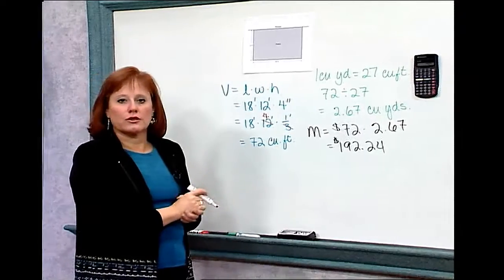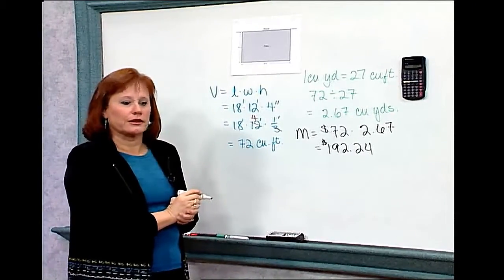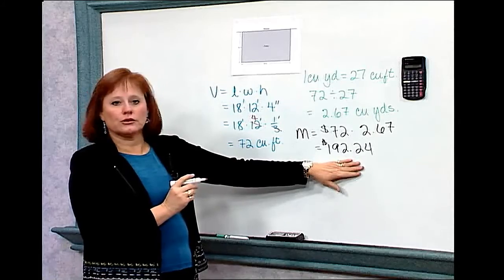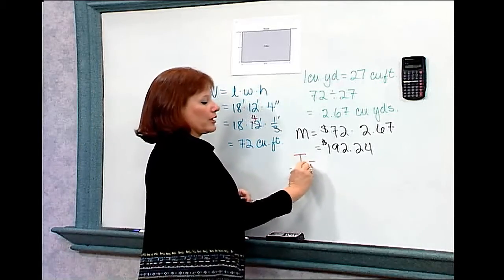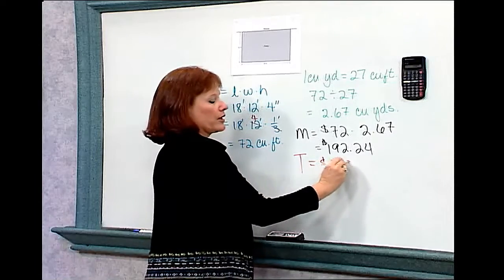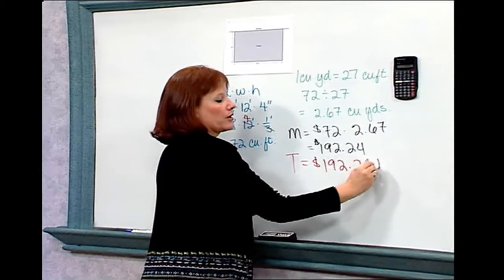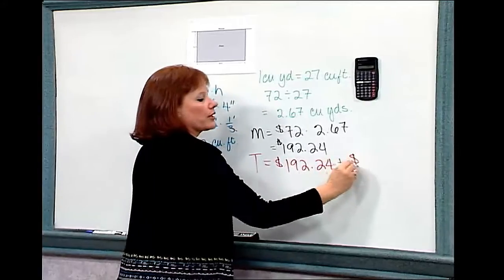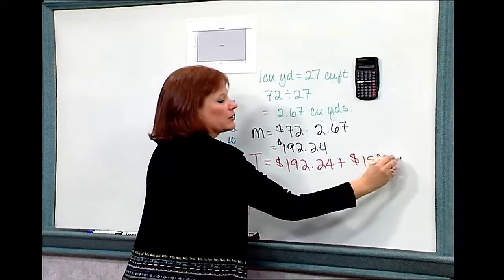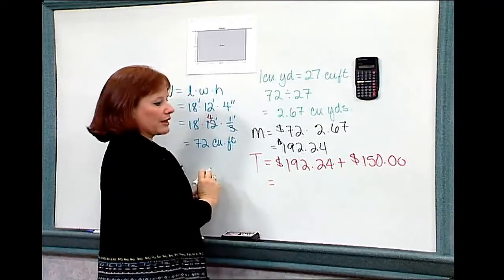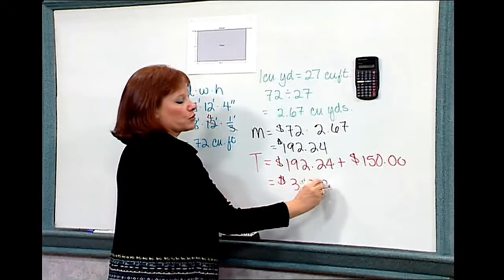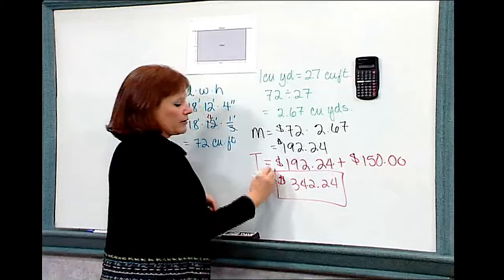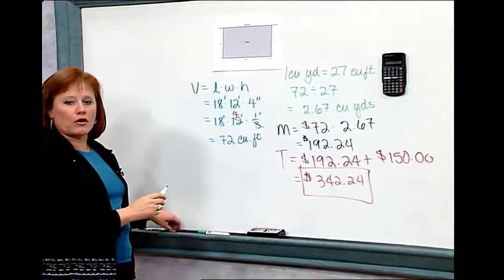I know that the total amount of money I spend, however, has to include the delivery charge. The delivery charge is going to be $150. I'm going to spend $192.24 for the concrete, and the total amount of money will be the amount that I spent for the concrete, $192.24, plus the delivery charge of $150. When I add those two amounts together, I'm going to get a total charge of $342.24 for the concrete. That's my grand total that the concrete will cost me.